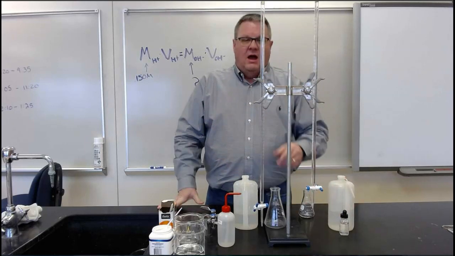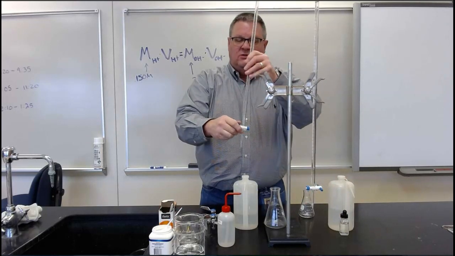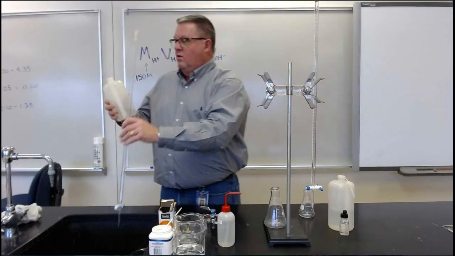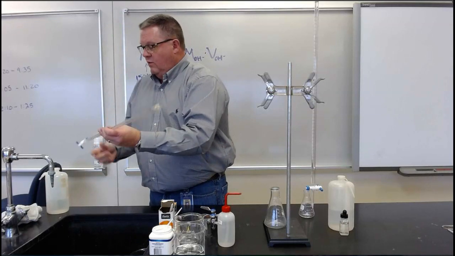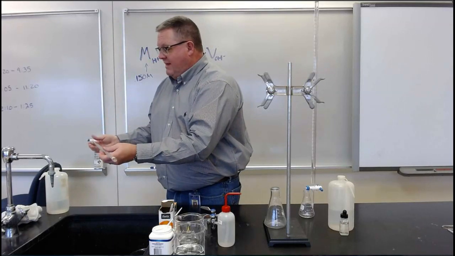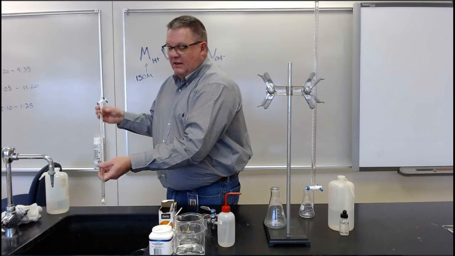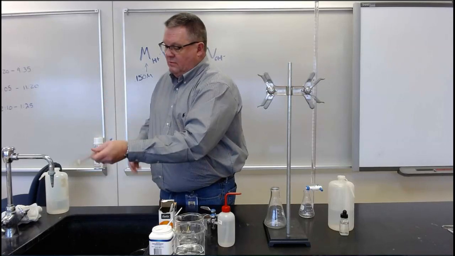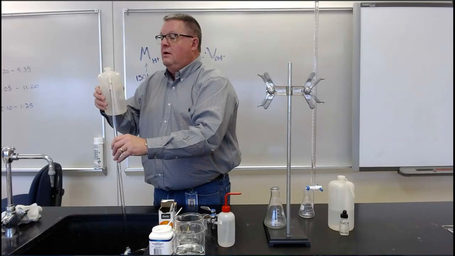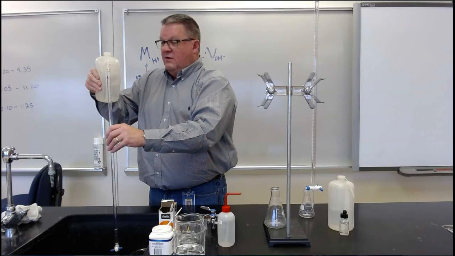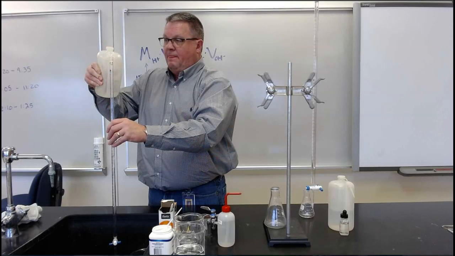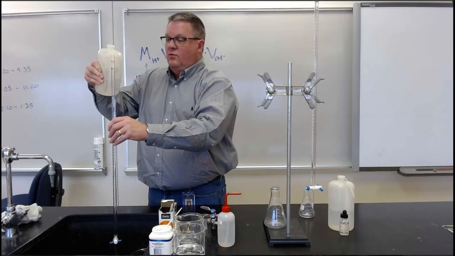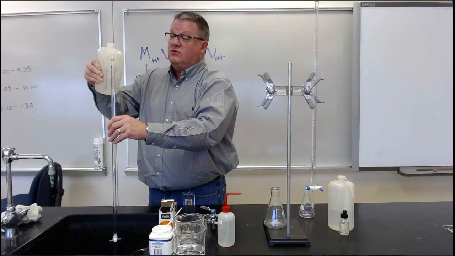I'm going to do the same to my base burette. Make sure the stopcock is closed. I'm going to put about 5 milliliters in there. I'm going to wet the entire inside surface, let that drip into the sink. Fill this up a little past the 0 milliliter mark with my base of unknown concentration.